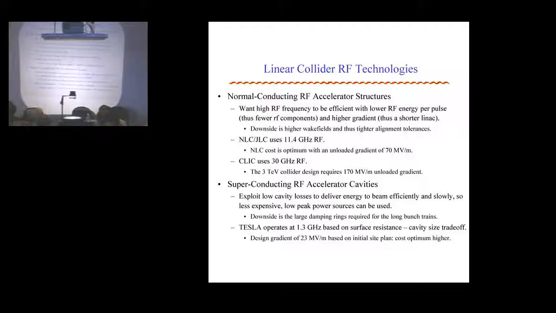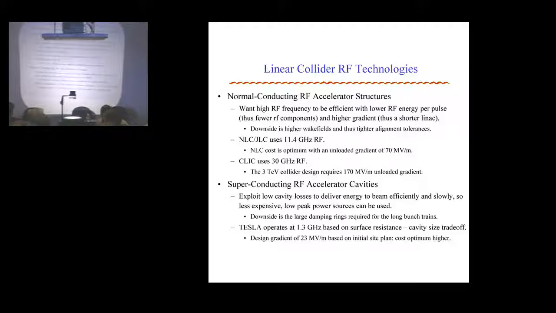And of course, I forgot to mention the downside. The downside of this is that as the beams go through the structure, they generate wake fields, which act to degrade the beam emittances. And so that's a trade-off that you have to deal with here. At 11.4 gigahertz, I think that's manageable. And here the optimal gradient is about 70 MeV per meter for this choice of technology. CLIC is a little more aggressive. They're aiming for a higher energy, 3 TeV. They've chosen 30 gigahertz and are aiming for 170 MeV per meter in their linac.